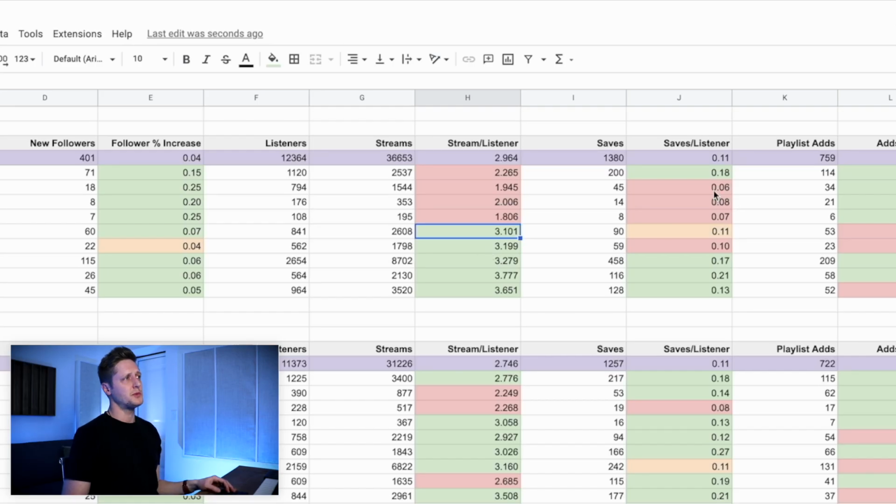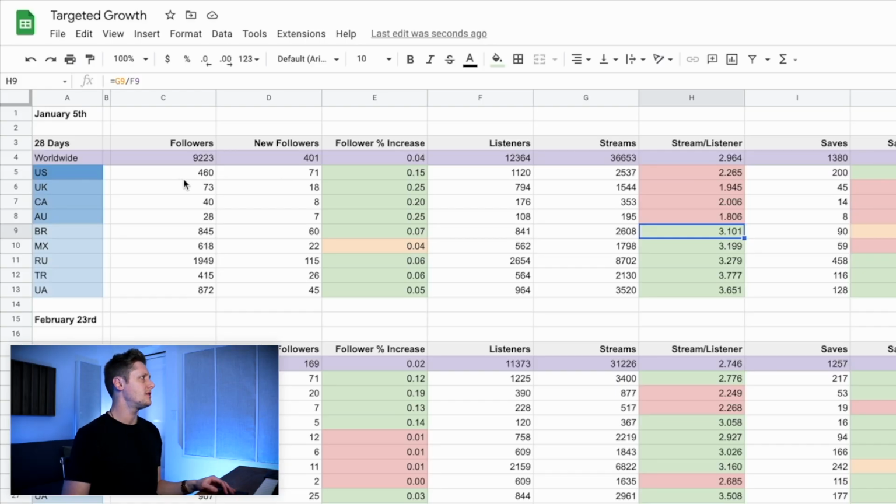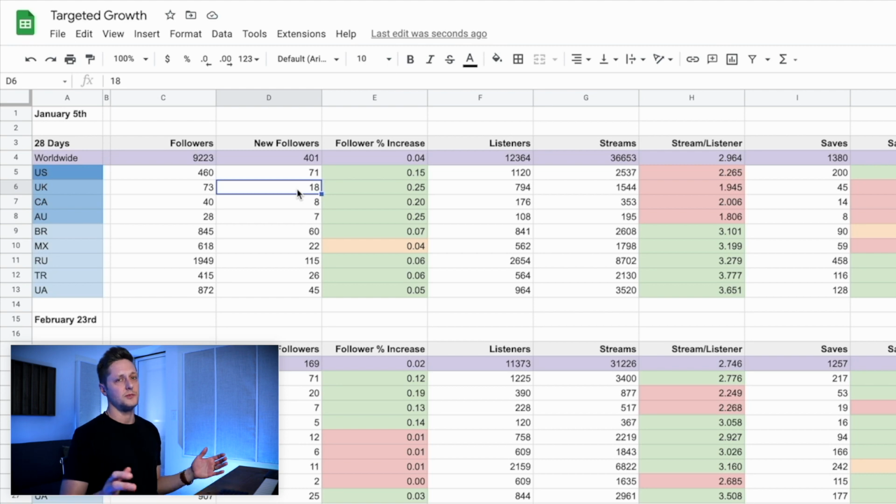Another one is saves per listener, just looking at listener behavior. Most of this data is built-in audience, not necessarily audience coming from the ads. So not a lot of saves coming from some of these English-speaking countries and more saves coming from the lower tier countries. Looking at followers specifically, in the US, I had 460 followers. In the UK, I had 73, with an increase of 71 and 18 respectively.